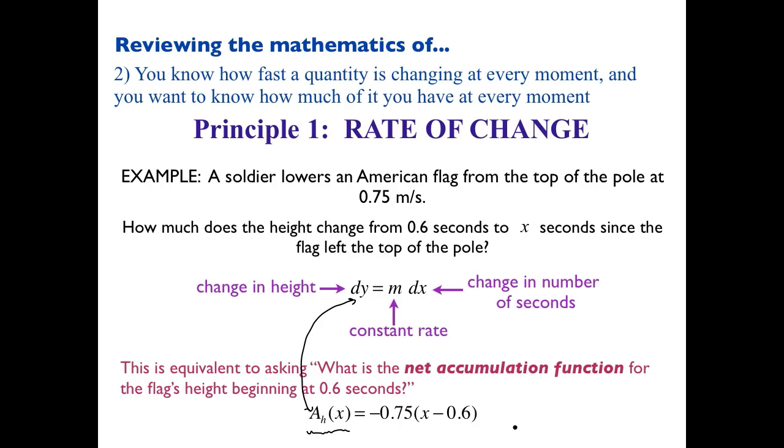Okay, and so this is what we call function notation. You're going to be practicing this stuff in recitation this week. Super important. What function notation means. It means the value of the dependent variable of this function. So there's an independent variable, and that's time since the flag started being lowered. That's x. And there's a dependent variable. And in this case, that dependent variable is the accumulation, the net accumulation of height since 0.6 seconds went by.